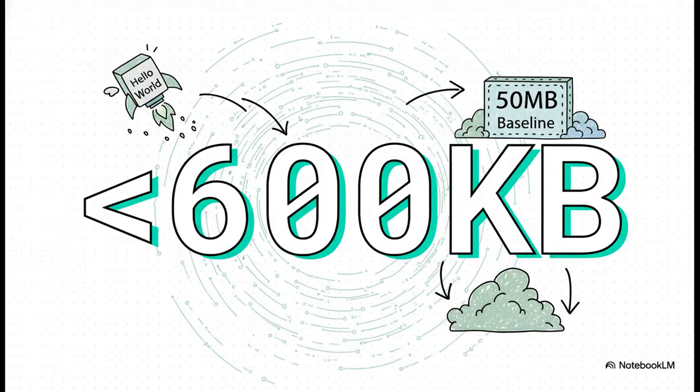But the impact on file size is even more staggering. Seriously. A minimal Hello World app in Tauri can be under 600 kilobytes. And no, that's not a typo. For your users, this means downloads are basically instant, and the app takes up almost no space on their drive. It's a complete shift from that 50 megabyte baseline we talked about.